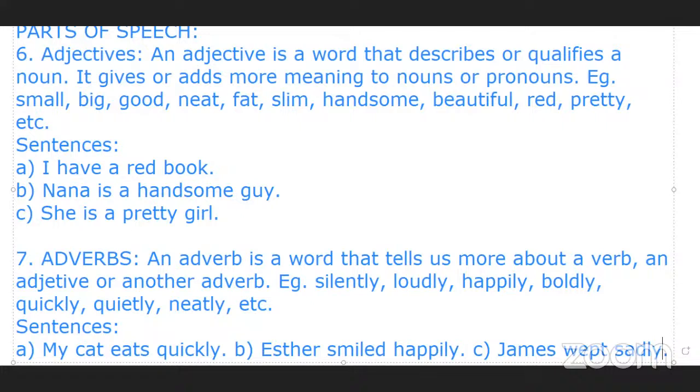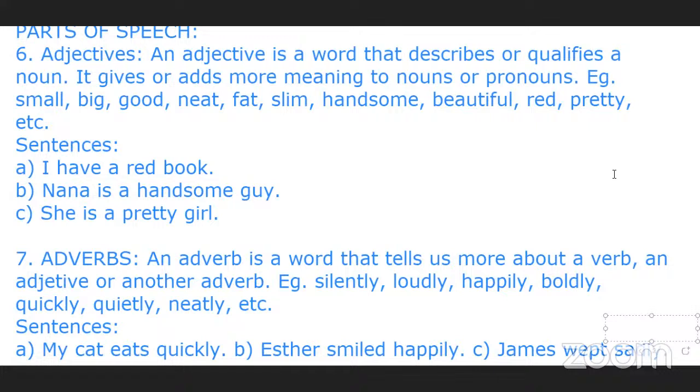Yes, I can see it. Okay. I'll send them to you. So my cat eats quickly. Esther smiled happily. James wept sadly. So sadly. Okay.